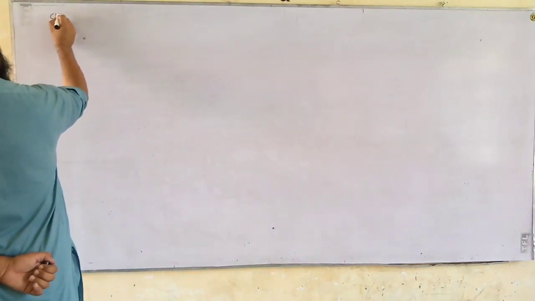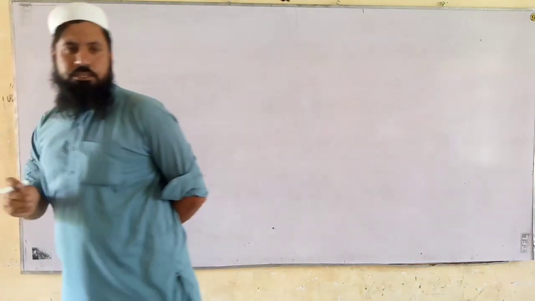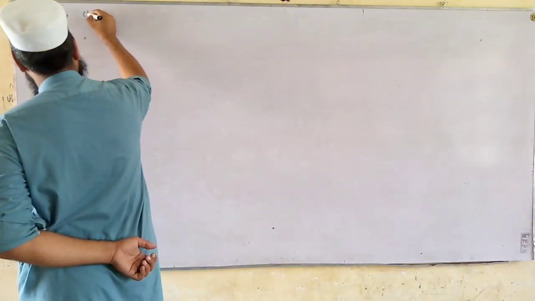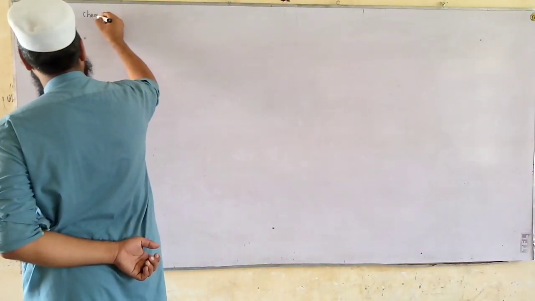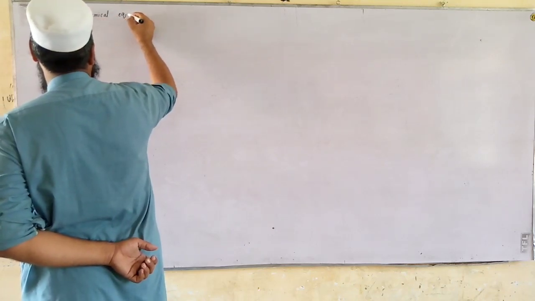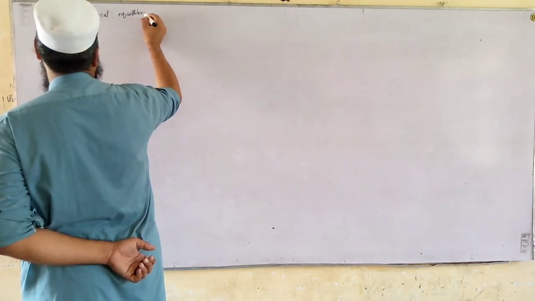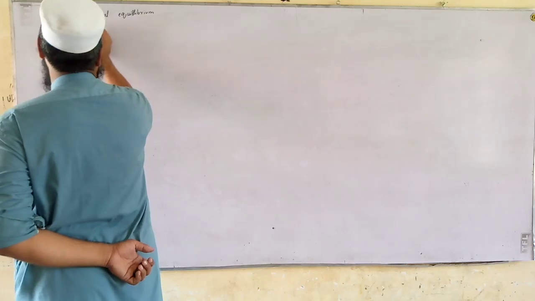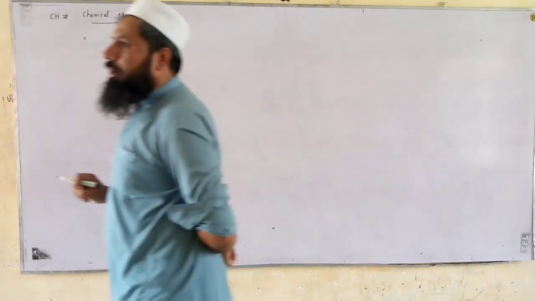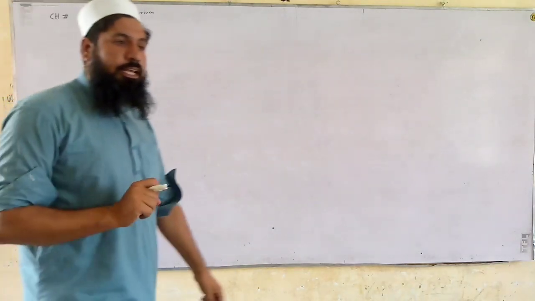This is the first year chemistry course, and chapter number 7, which is chemical equilibrium. Is the spelling right? Yes. So this is the chapter name, which is chemical equilibrium.